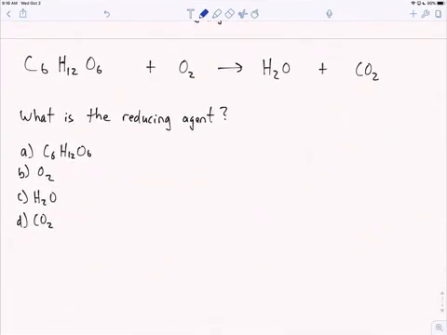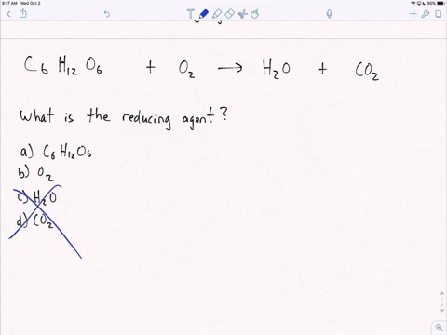Let's see if you can figure this out. Respiration of glucose: C6H12O6 plus oxygen makes water and carbon dioxide. What's the reducing agent? How many people think it's A, glucose? I think it's B, oxygen. I think it's C, water. D, carbon dioxide. Well, they're products, they can't do that. So it's one of the reactants.